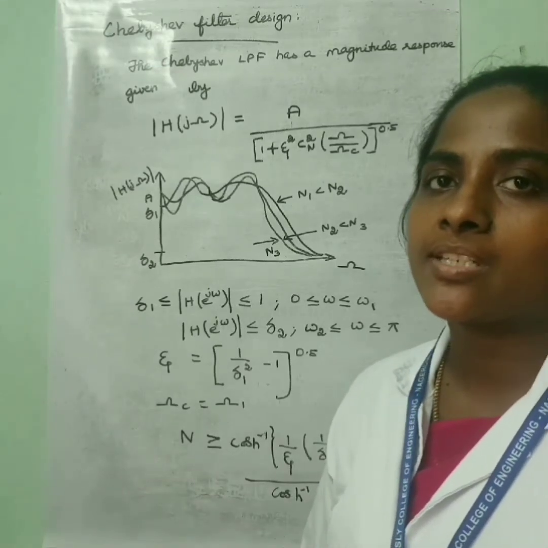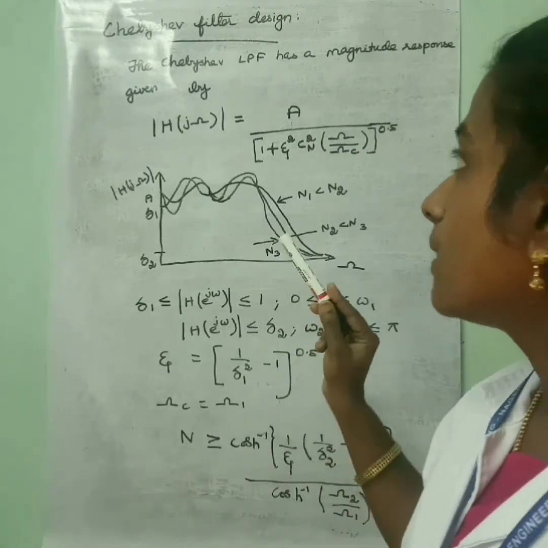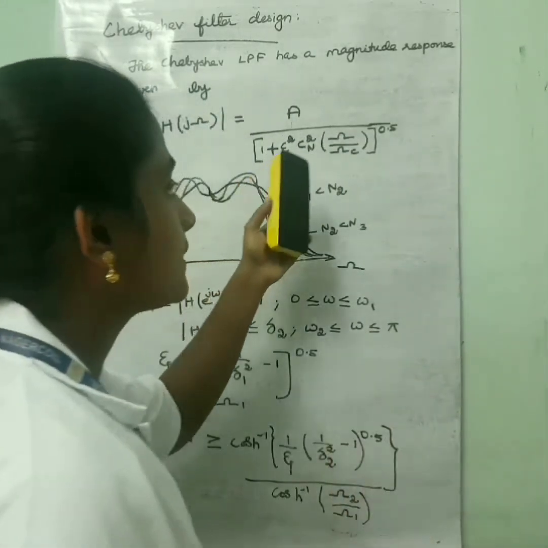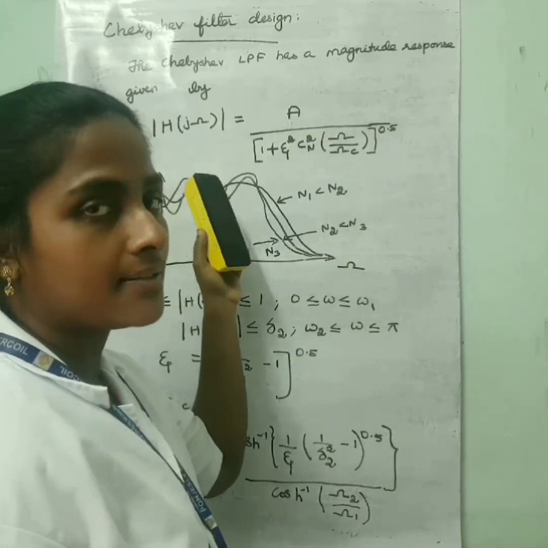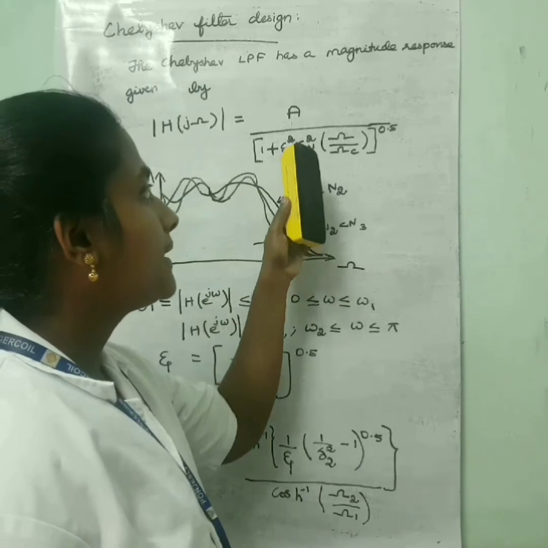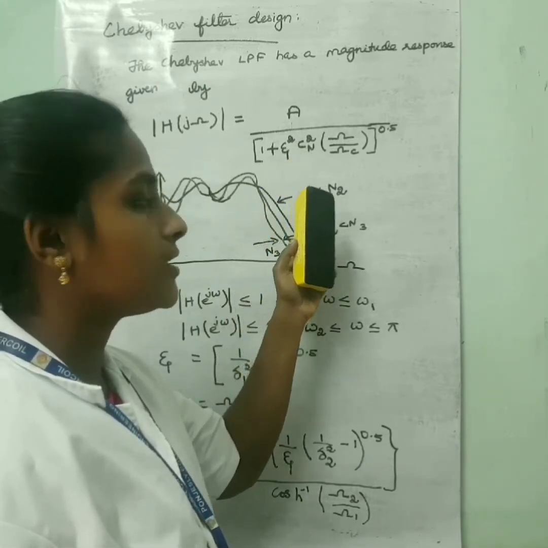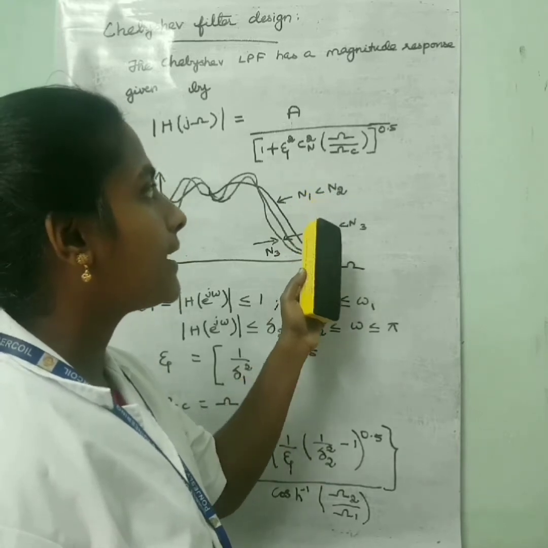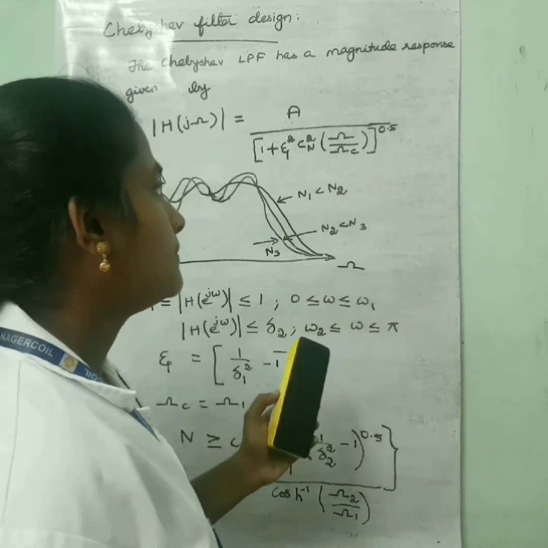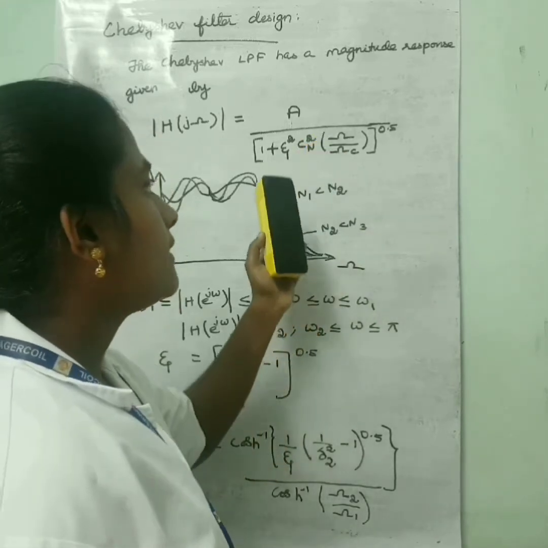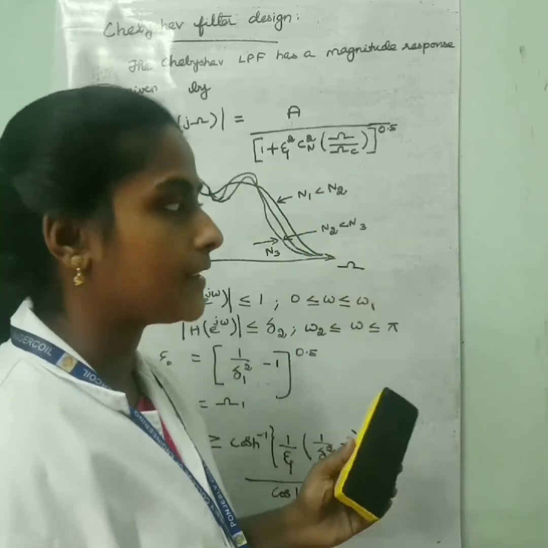Today I am going to teach about the Chebyshev filter. The Chebyshev low pass filter has a magnitude response of modulus of H of j omega equal to A divided by (1 plus epsilon square into C n square of omega divided by omega c) the whole power 0.5. Here A is the filter gain, epsilon and C n are constants, and omega c is the cutoff frequency.